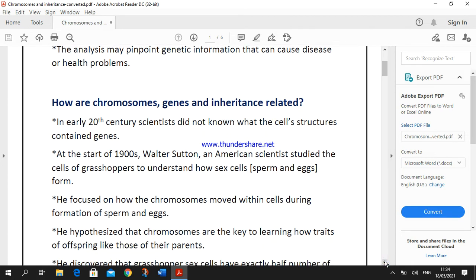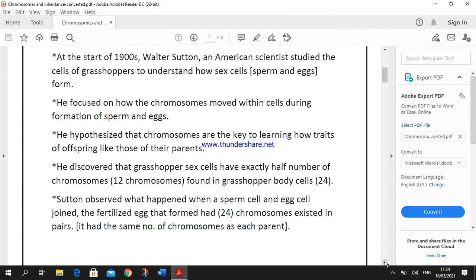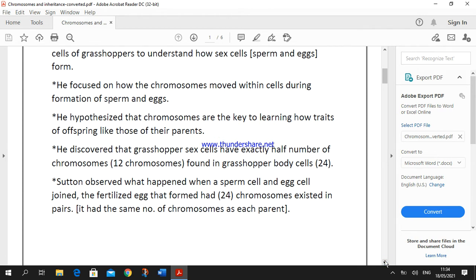Sutton focused on how the chromosomes moved within the cell during the formation of the sperm and eggs, and he assumed that the chromosomes are the key to learning how traits pass from parent to offspring, and that chromosomes can also explain how offspring look like their parents. Sutton made a very important discovery. He discovered that the grasshopper sex cells have exactly half the number of chromosomes.